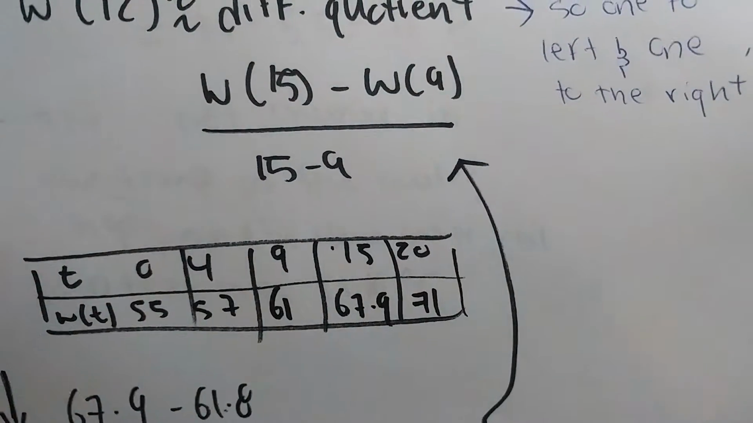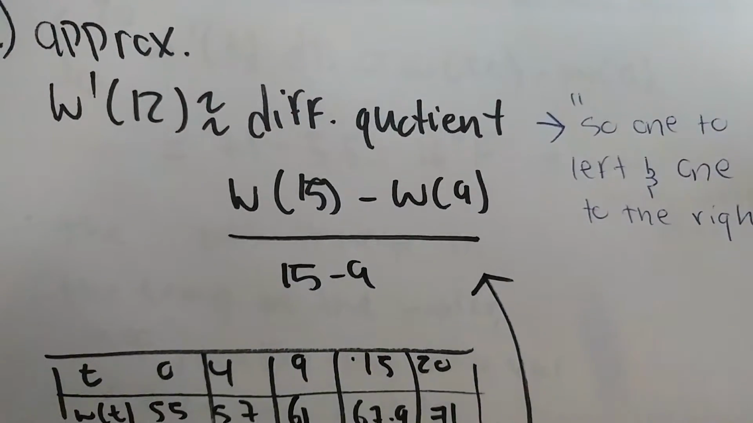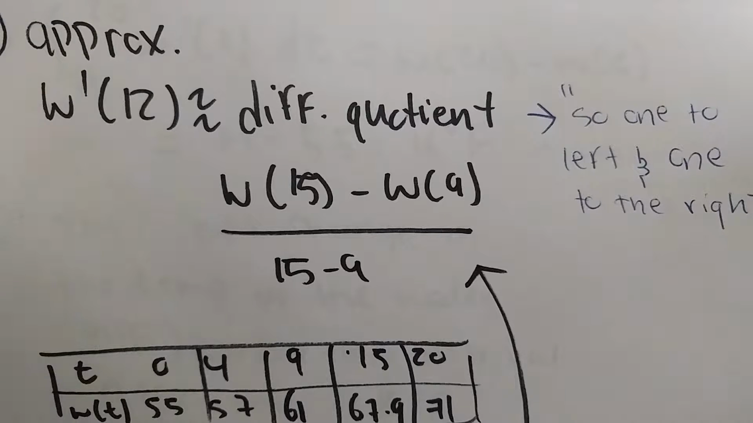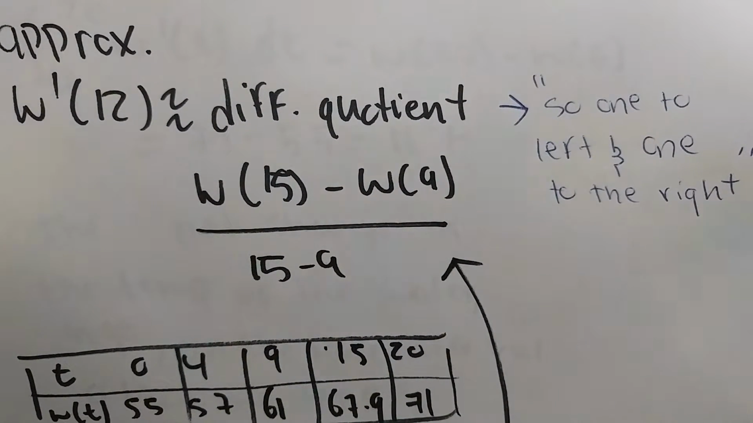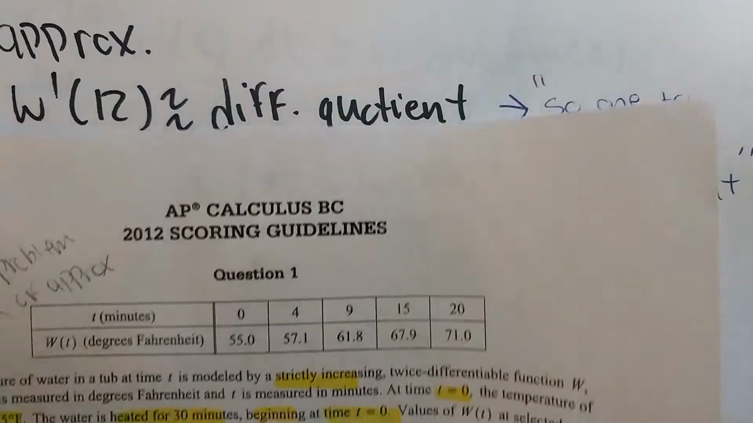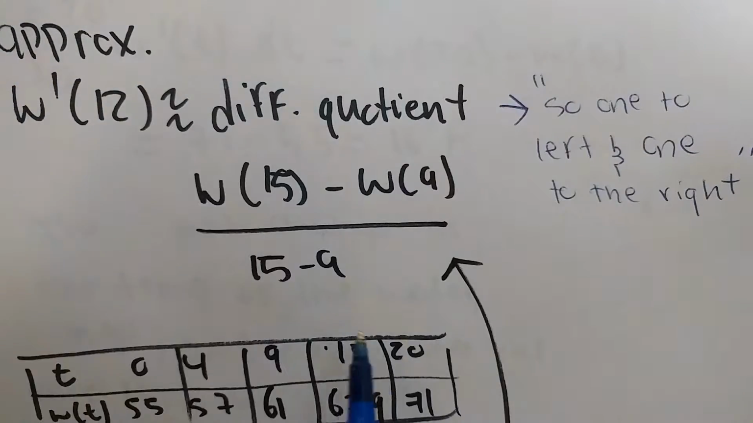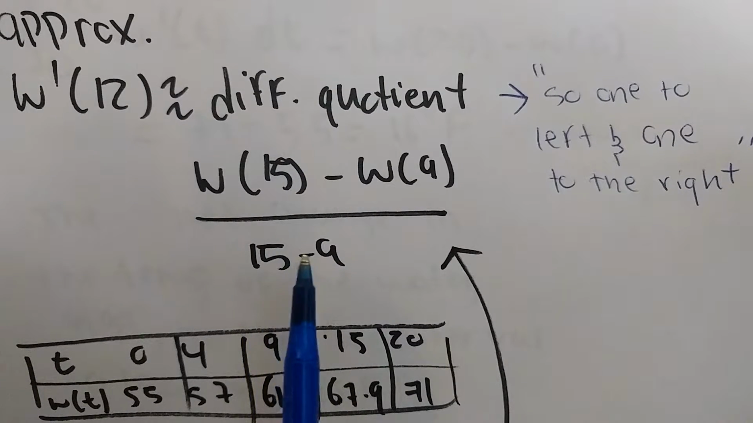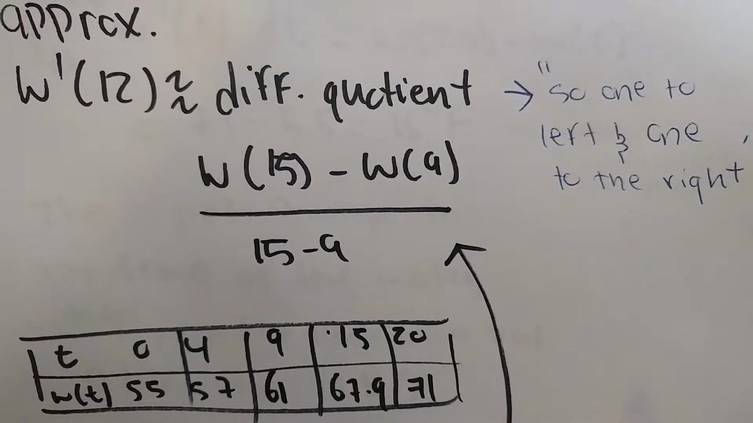Alright, so starting with part A. In part A, we are asked to approximate W prime of 12. So using the difference quotient, it's W of 15 minus W of 9 over 15 minus 9. Like it says, one from the left and one from the right, and that is from the table. You have 15 minus 9 at the bottom, and then W of 15 minus W of 9.